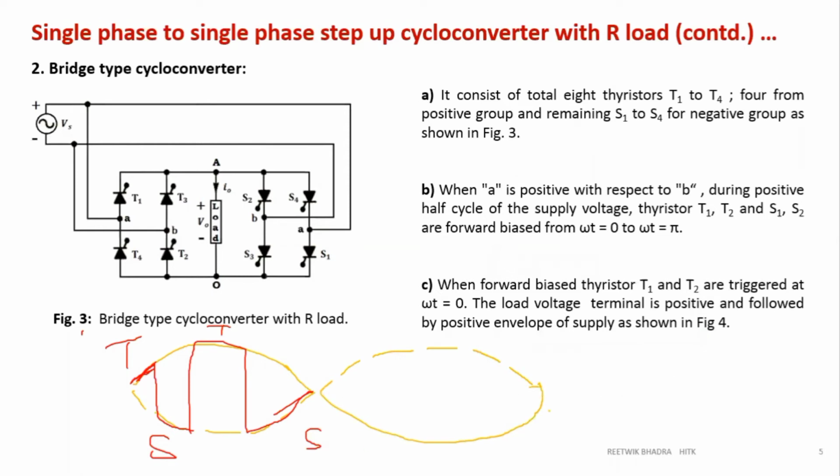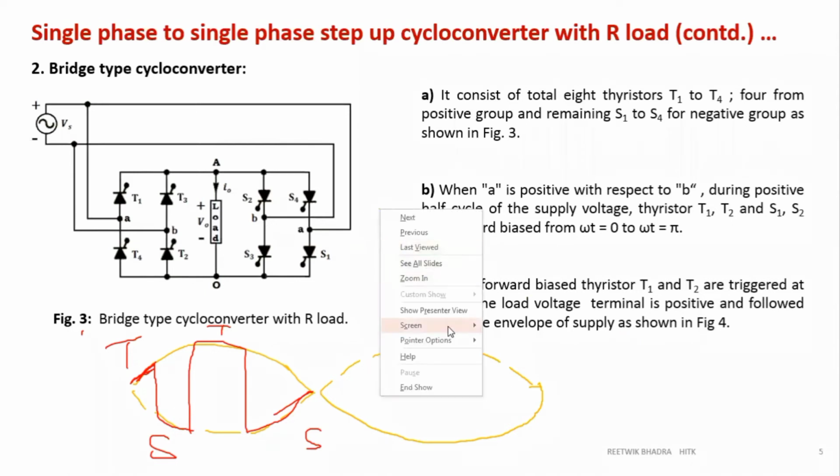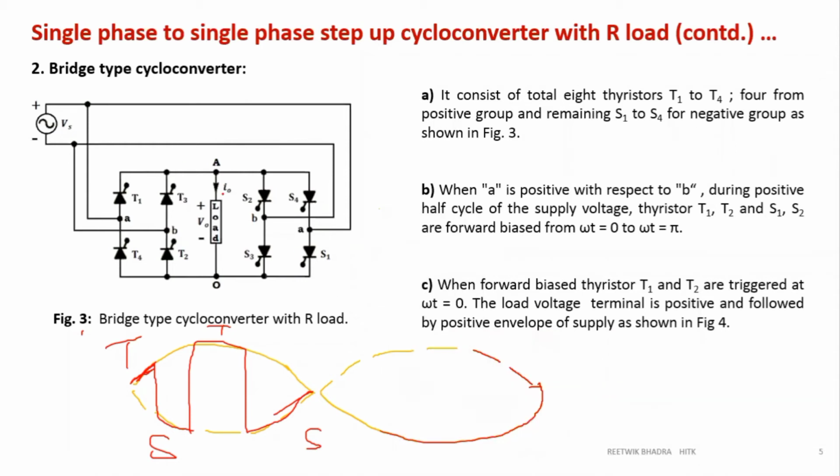Now this bold line becomes negative and the dotted line becomes positive. So now there is a negative cycle over here. So now what should we get? A positive cycle, right? We should get a positive cycle. Now in order to get positive, current should flow in this direction. Which should be on? Obviously the other group.